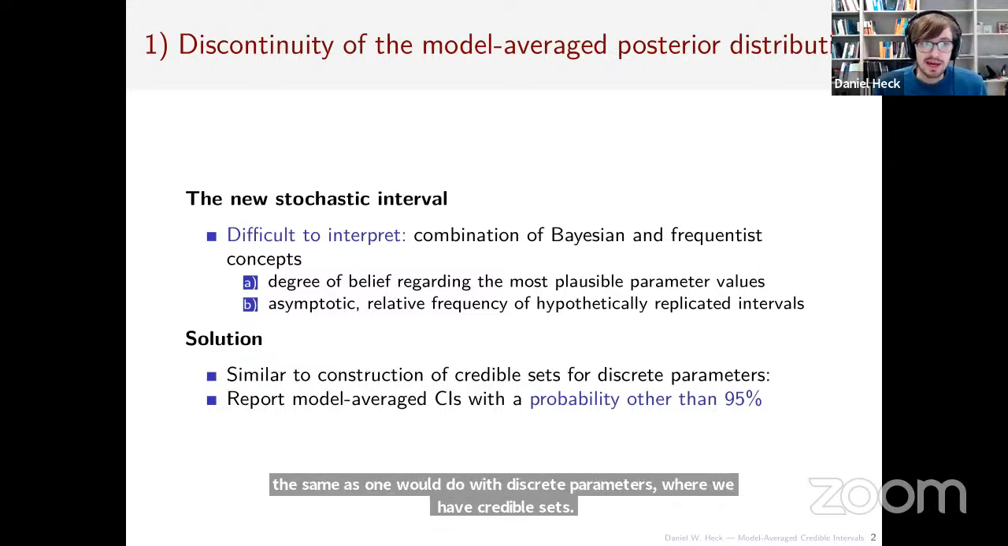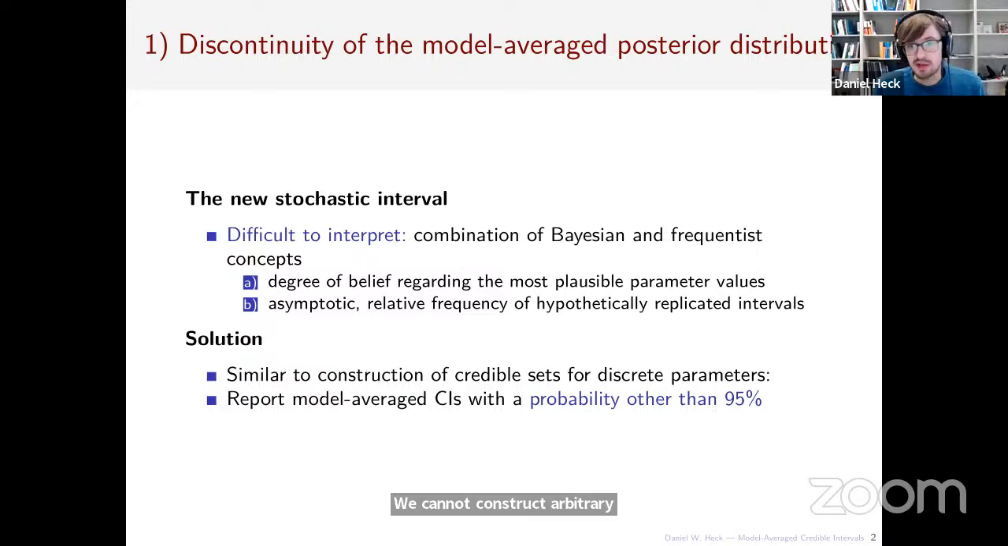We cannot construct arbitrary posterior probability levels because each value of the discrete parameter has a certain posterior probability. We can only add them up in certain ways, and we cannot achieve arbitrary probabilities in arbitrary intervals. Why not do the same with model averaged credible intervals? So just report posterior probabilities that differ from 95%. This also has another benefit because it shows readers that this level is, of course, arbitrary. Why not report 87%, 97%, whatever suits one in an application? So we go away from conventions. This is the first point.